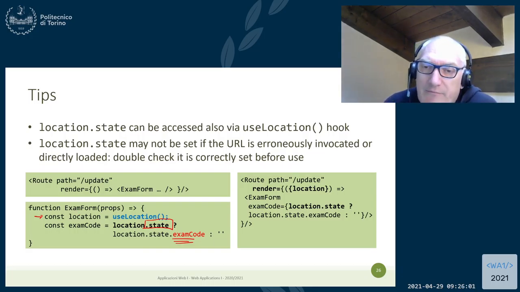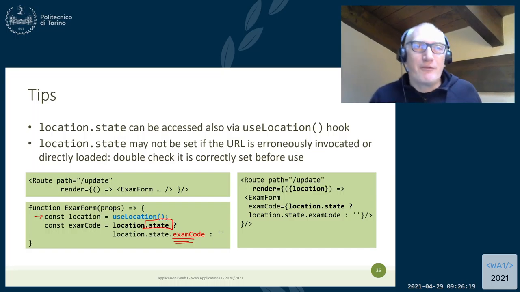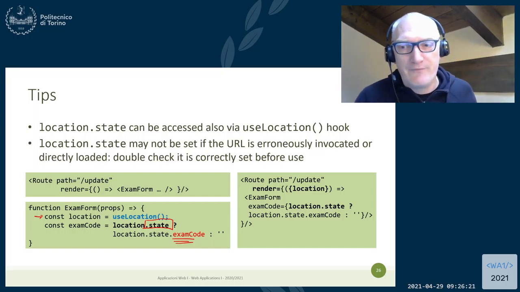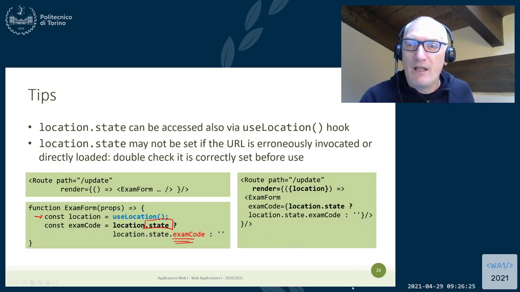I said the easiest way is to extract the location with a hook, the useLocation hook. Otherwise, you can use the callback variant where location is one of the properties that you are given, like match and so on. I prefer the hooks because they make calling the component much simpler. But of course, the two ways are equivalent.